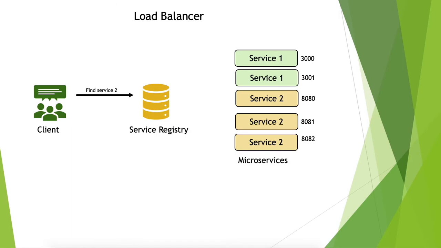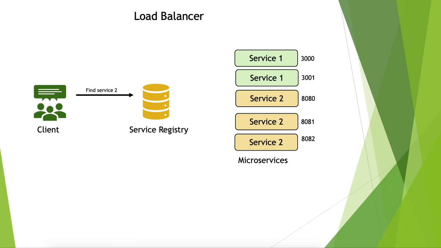The service registry can also act as a load balancer. So suppose that we have multiple instances of service 2 running on different ports, say 8080, 8081 and so on. Now instead of redirecting all the requests to port 8080, we can make some intelligent decisions and redirect these requests to all of these instances such that none of the instances will be handling more load than it is intended to. This process of distributing all the requests evenly among all the instances is called load balancing, and we'll be talking more about it later.